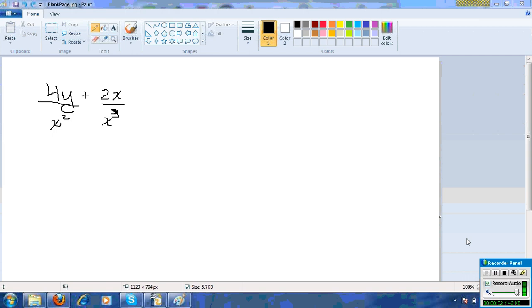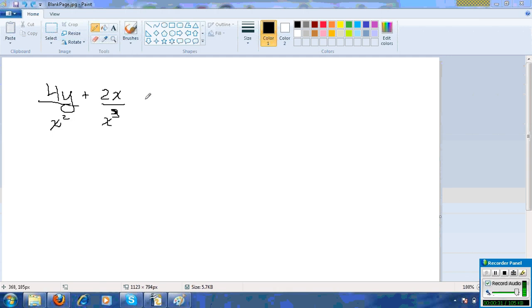Okay, this next example speaks to the addition property that gets used when simplifying rational expressions. I've written a little example here that says 4y, so 4 times y divided by x squared, plus 2 times x divided by x to the third power. And let's say I wanted to simplify this as much as I possibly can.